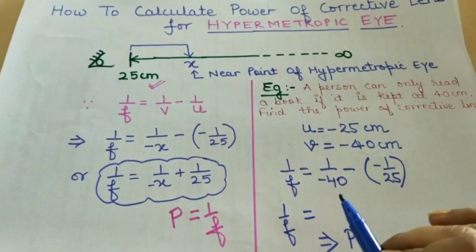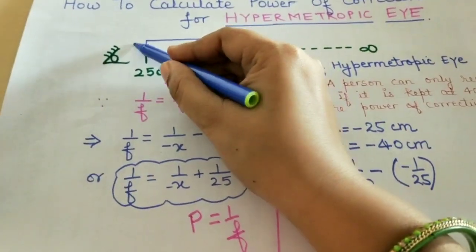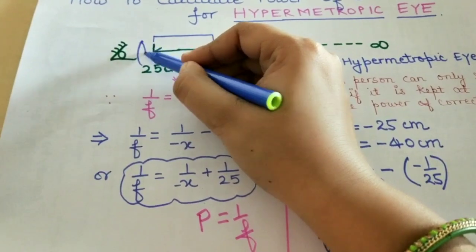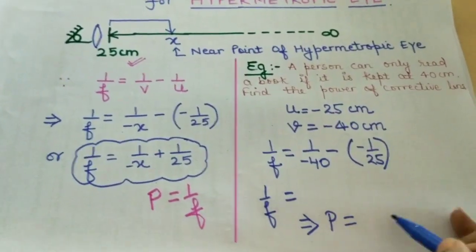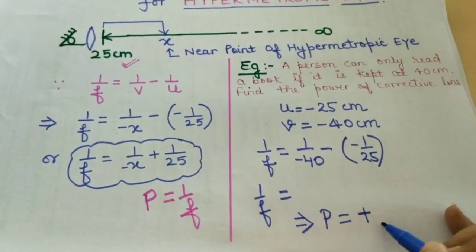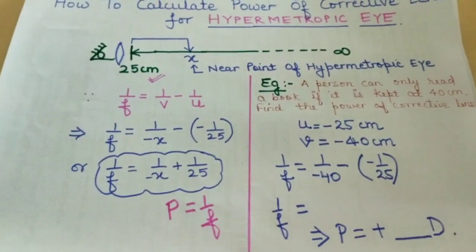Check whether you are getting the focal length as positive or negative. Since in a hypermetropic eye we use a convex lens to correct it, its focal length will be positive, so you will be getting the power as positive. Now solve this question and find the power of the corrective lens.